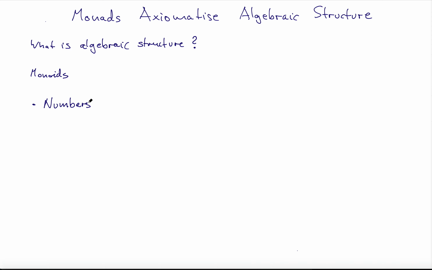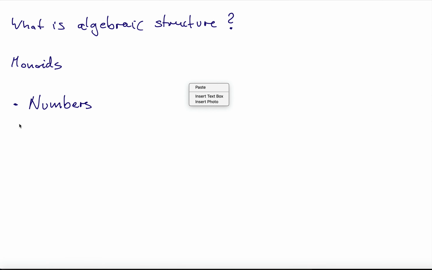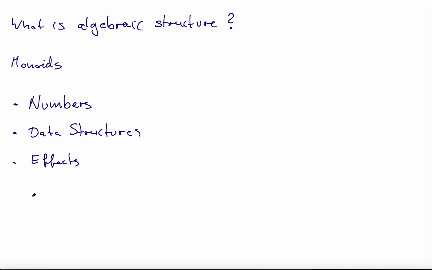So what all of these examples have in common, so we have seen numbers, and then we've seen data structures, and then we've seen effects. And what all of these examples have in common is operations and equations. So maybe that's our first answer to the question of what is algebraic structure. So algebraic structure, still quite informally, is about operations and equations.